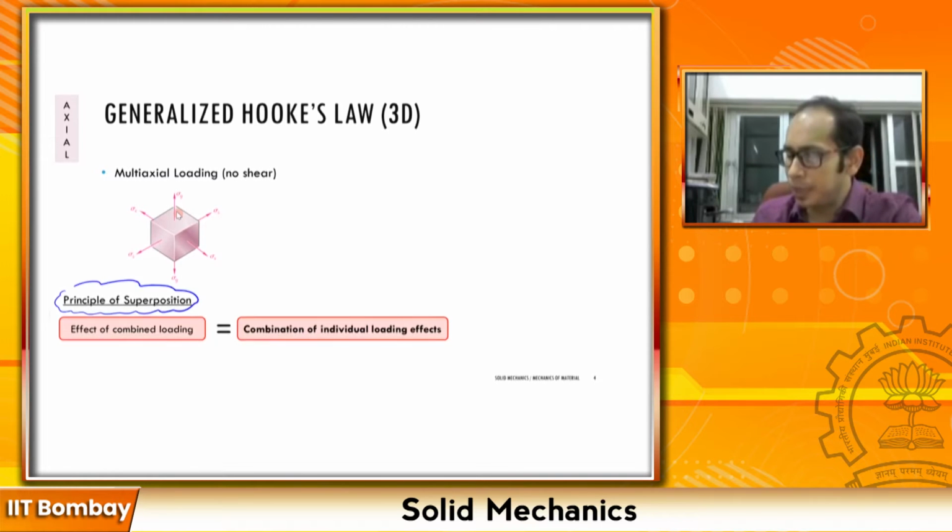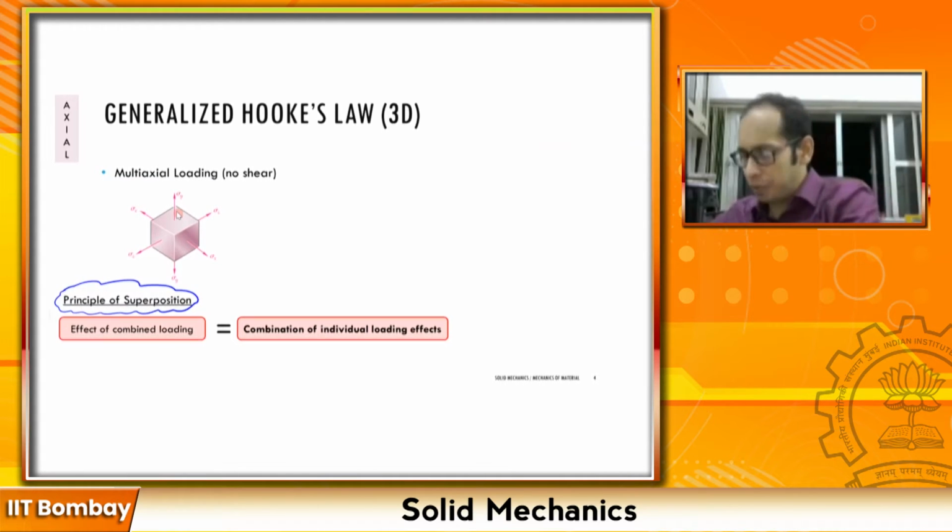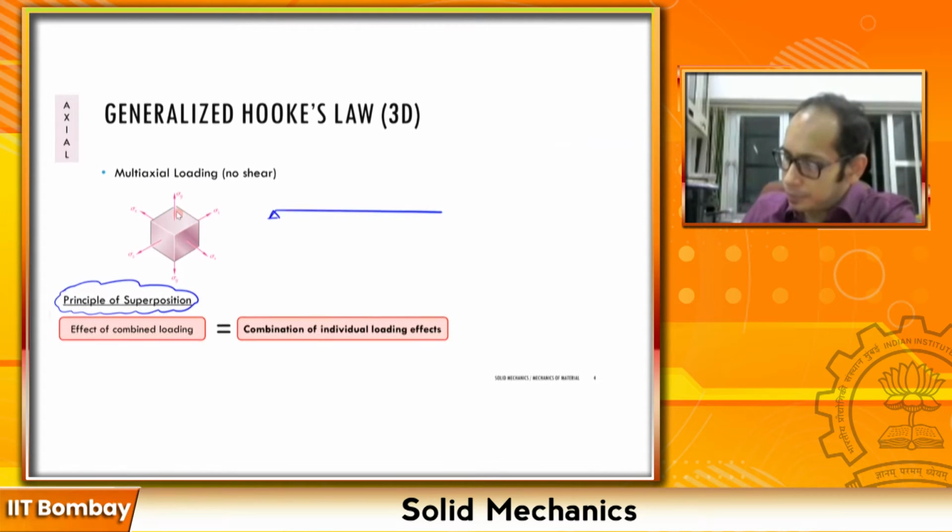You are probably familiar with this. What the principle of superposition essentially states is that once you have a structure with a combined loading, as long as you are within the small deformation limits, the effect of the combined loading can be expressed as a summation of the effects of the individual loading. The easiest way probably to understand that is that suppose you have a beam, and if I have to draw a beam over here.